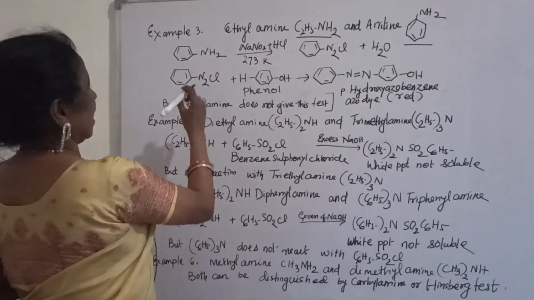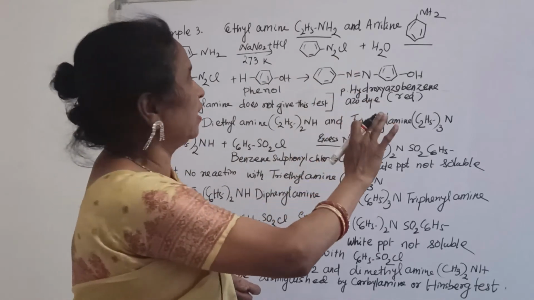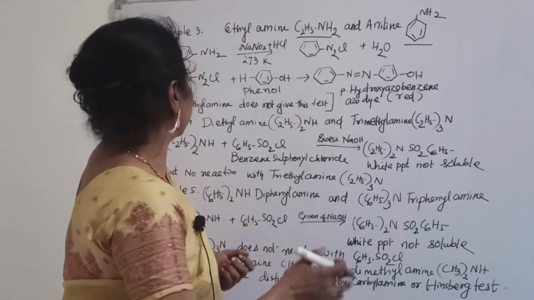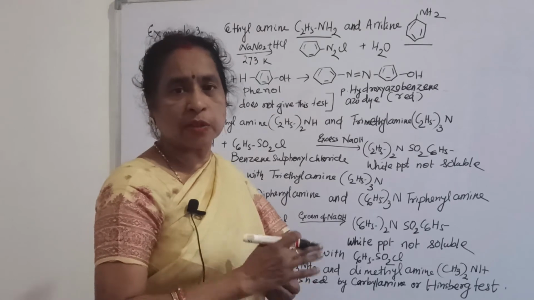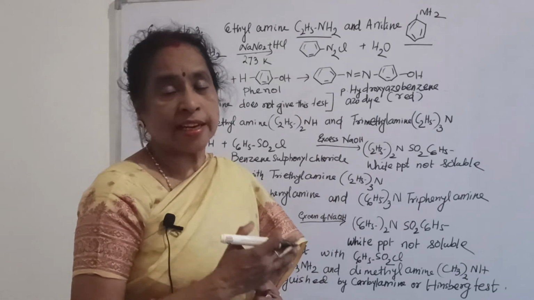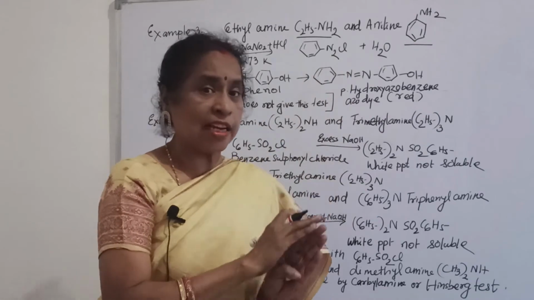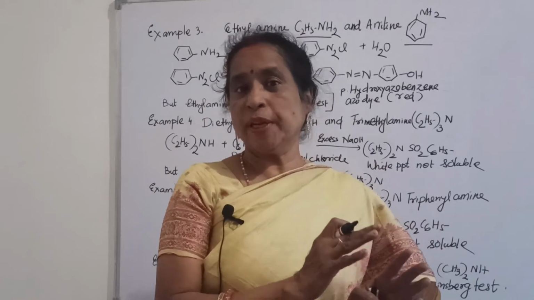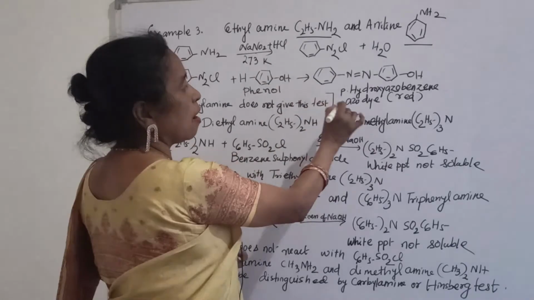So you take aniline and add nitrous acid at 273 Kelvin, that is NaNO2 and HCl, and it gives benzene diazonium chloride. This benzene diazonium chloride reacts with phenol, it gives para-hydroxyazobenzene, that is called azo dye, and its color is red. That means both compounds, one is ethylamine, other is aniline, both are positive towards Carbylamine test. That is why it can be distinguished only by the help of azo dye.